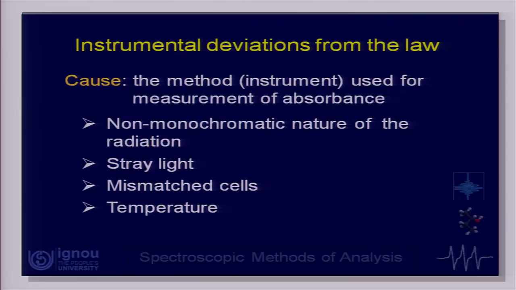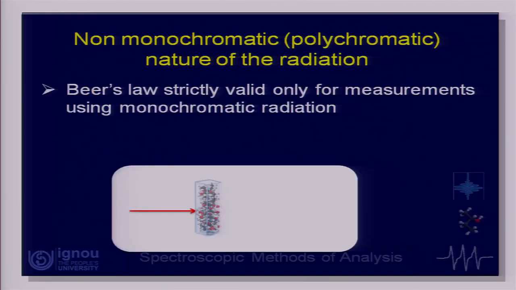Okay. First, let us talk about the non-monochromatic nature of the radiation which I am going to use for making measurements. Beer-Lambert law is applicable only for monochromatic light. That means if I have a sample here and radiation is coming with intensity P naught, and what comes out is intensity P, the relationship between P naught and P will hold only if this radiation happens to be monochromatic, meaning of a given wavelength only.